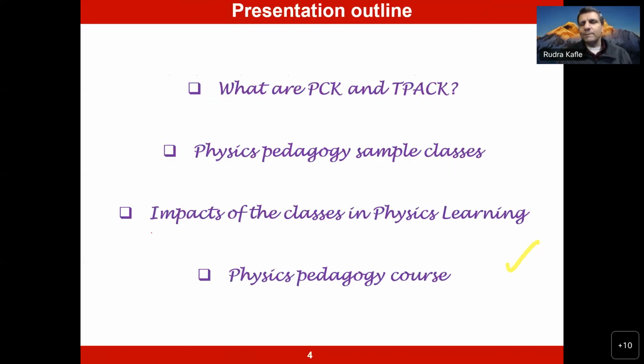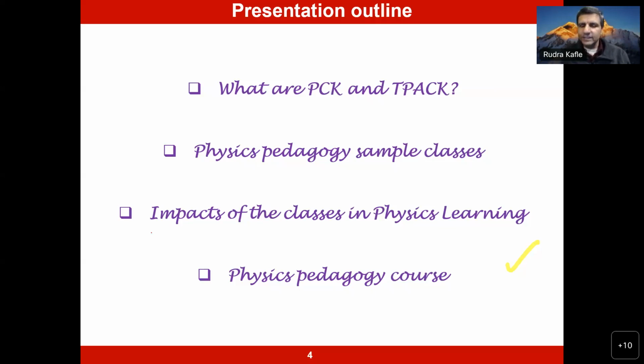What I am presenting in this talk is pedagogical content knowledge and technological, pedagogical and content knowledge. Basically that is about pedagogy and physics pedagogy, sample classes, and the impacts of the classes on physics learning. Finally, I will show the physics pedagogy course proposal, which I have submitted to the physics department undergraduate curriculum committee. Towards the end, I would like to request your feedback. I'll be grateful for your genuine feedback.